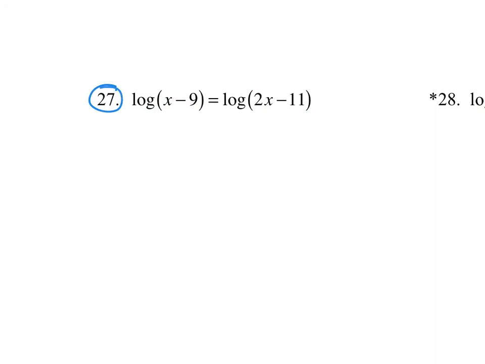Number 27, you have common log of x minus 9 equals common log of 2x minus 11. Two ways to consider this. You can either see that you have a one-to-one property going on, like log of something equals log of something, therefore the two somethings must equal each other, or you can exponentiate by base 10 on both sides.